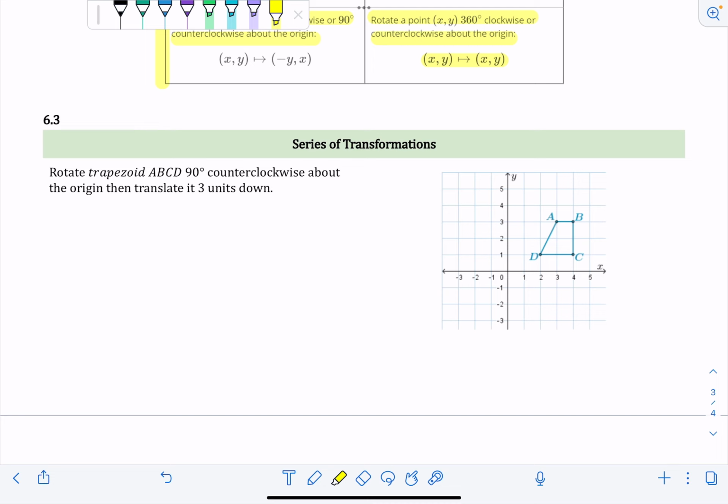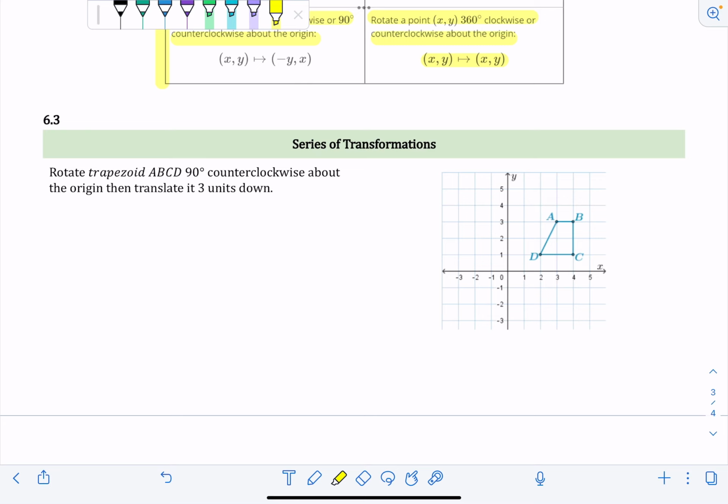And then on to 6.3, this one just has the one example. A series of transformations is when you have to incorporate multiple transformations at once. So: rotate trapezoid ABCD 90 degrees counterclockwise about the origin, and then translate it 3 units down. Order does matter here. So get into the habit, don't just pick which one you want to do first.